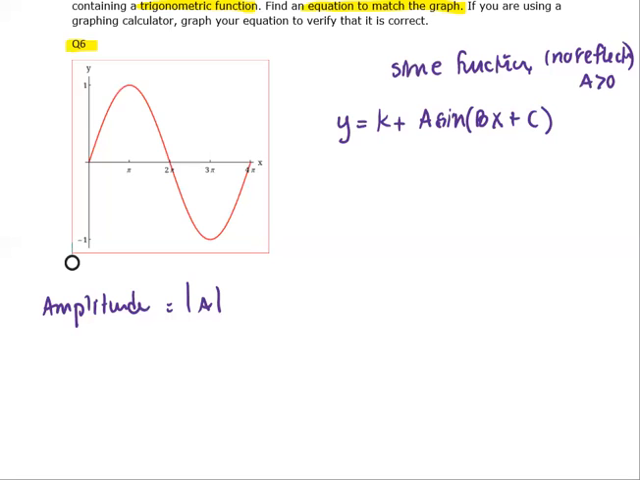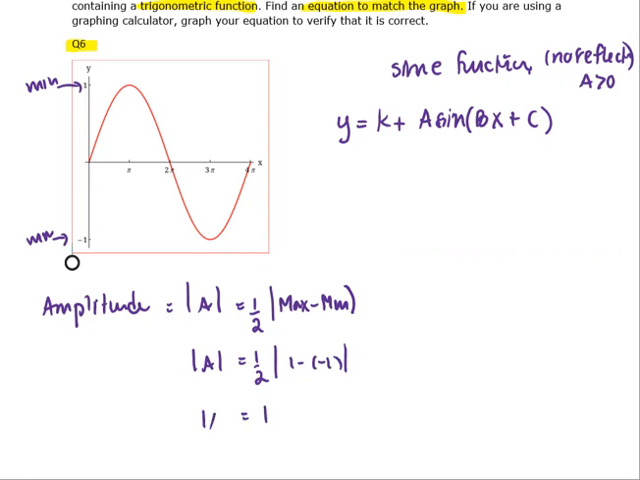To compute the amplitude, we use the formula 1/2 multiplied by the max minus the minimum value. In our case, the max is 1 and the minimum is -1. So the absolute value of a equals 1/2 multiplied by 1 minus -1, which is the value 1. If the absolute value of a equals 1 and a is positive, therefore a equals 1. So we got one number down.